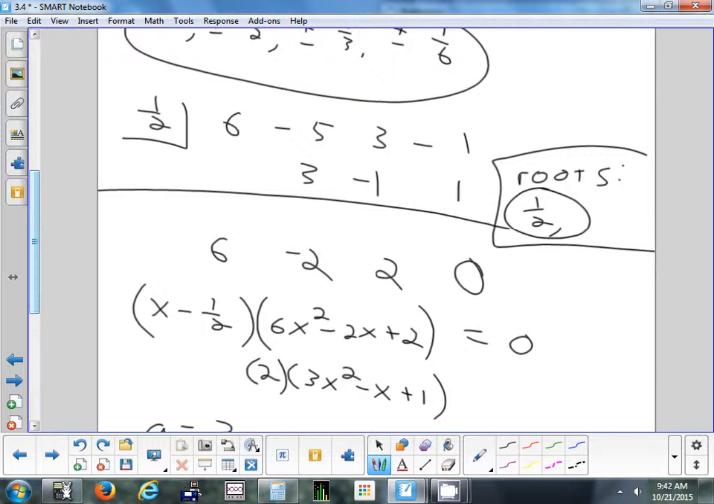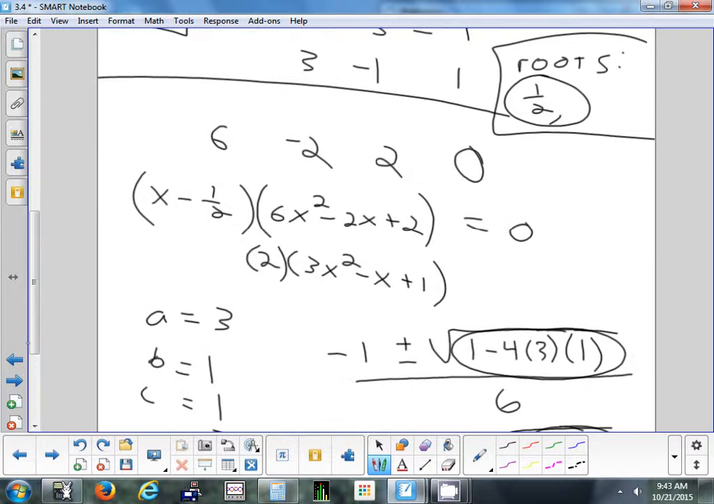You got the 3x squared minus x plus 1. You divided the answer there, 6, negative 2, 2. Yeah, I divided everything by 2. I factored out a 2. I didn't even have to do that. I could have let a be 6, b negative 2, and c 2. I would have gotten the same thing. Still would have gotten a negative number here.